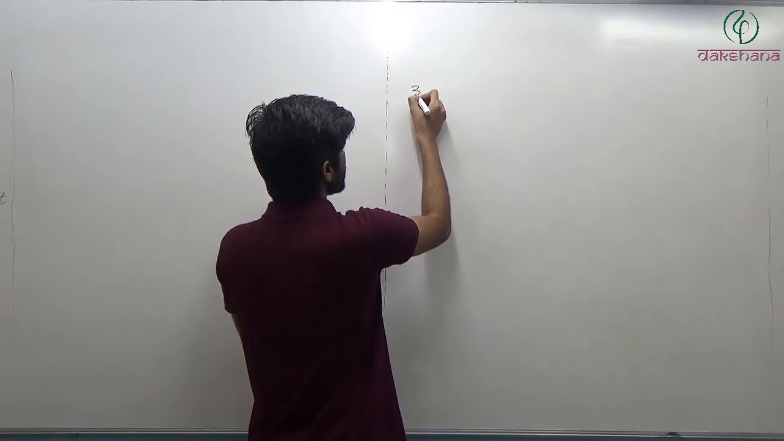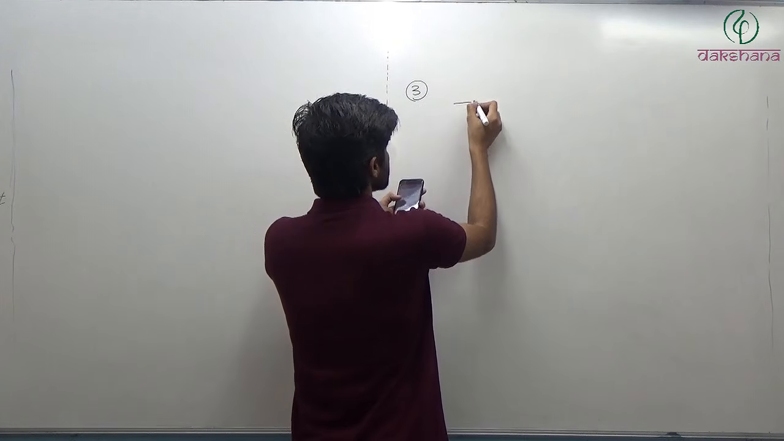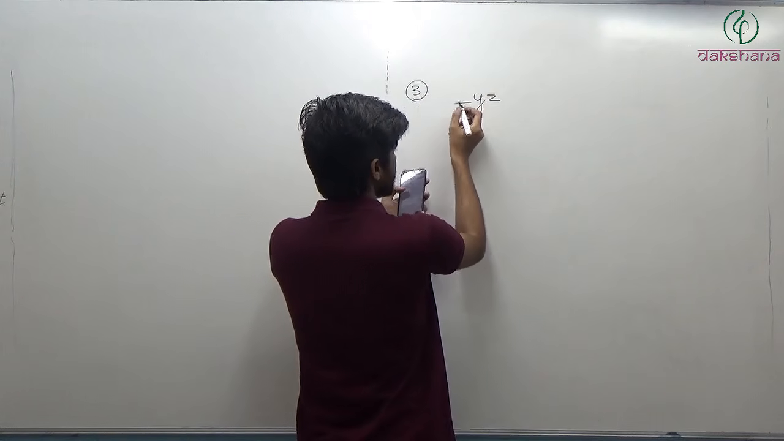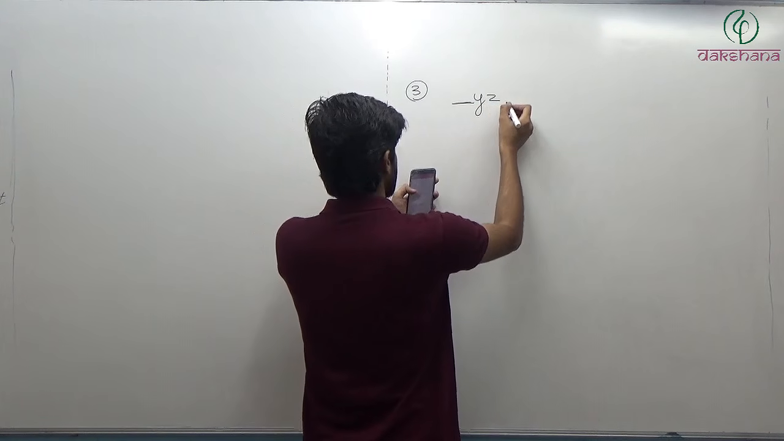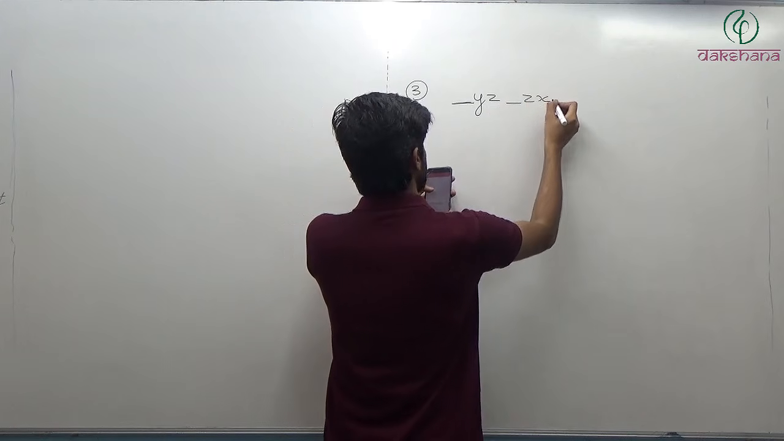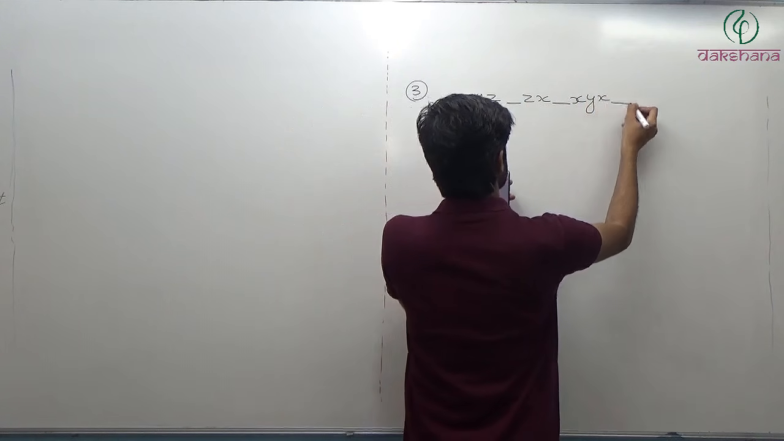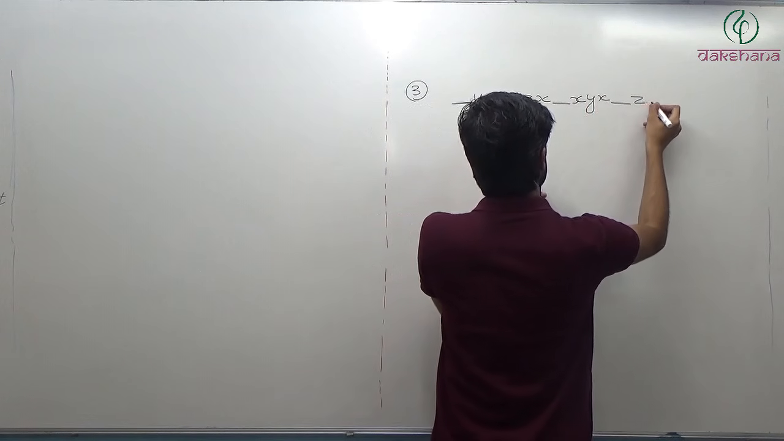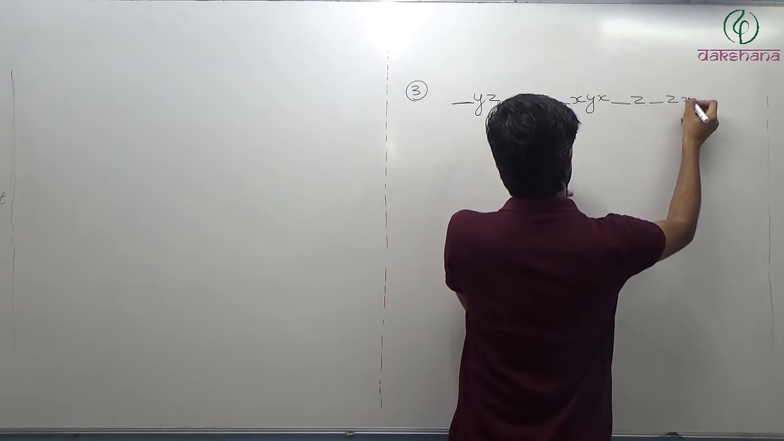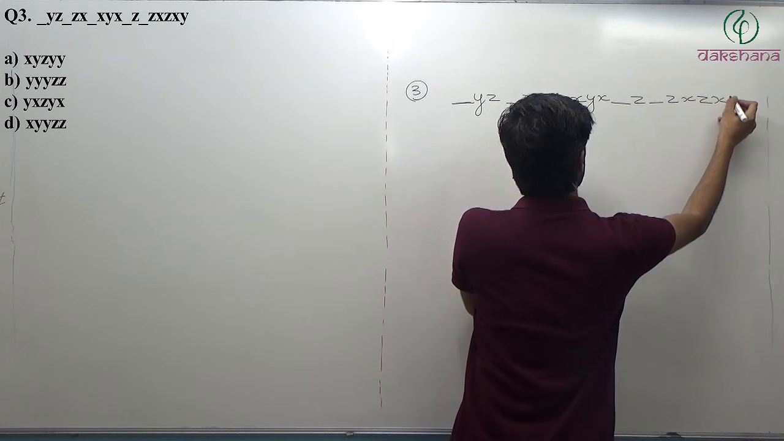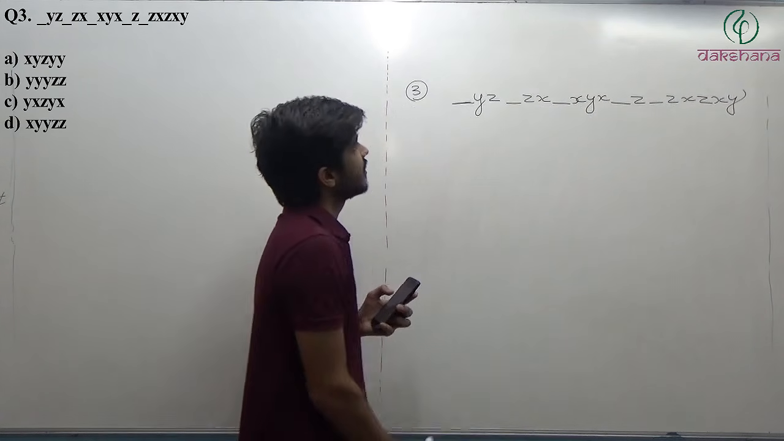Okay. Question number 3. So the series is: blank space then YZ, again blank space, ZX, again blank space, XY, X, again blank space, Z, blank space, ZX, ZX, Y.